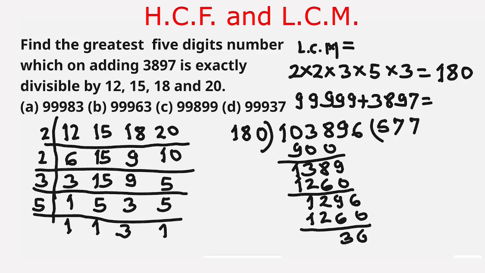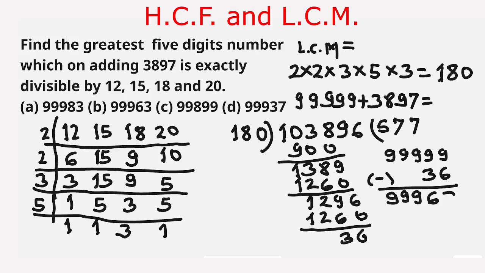Now we subtract 36 from 99,999. On subtracting 36 from 99,999, we get 99,963, and that is our answer. And from the given options, our answer is option B, 99,963. I hope you have understood the method of solving such type of questions. We go to the next question.